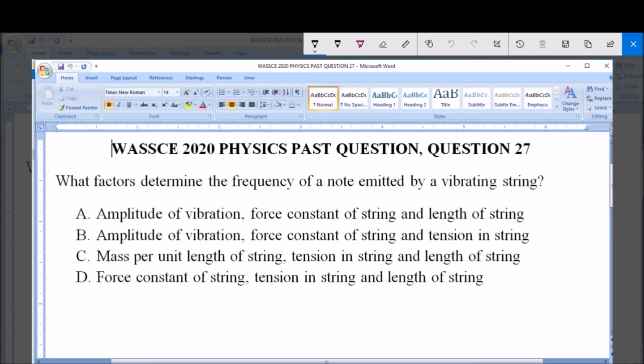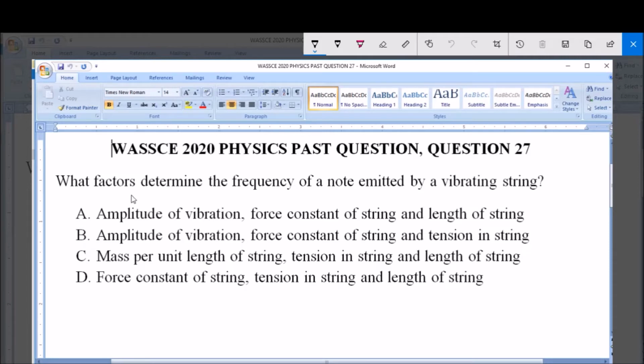A. The amplitude of vibration, force constant of string and length of string. B. Amplitude of vibration, force constant of string and tension in string. C. Mass per unit length of string, tension in string and length of string. And D. Force constant of string, tension in string and length of string.